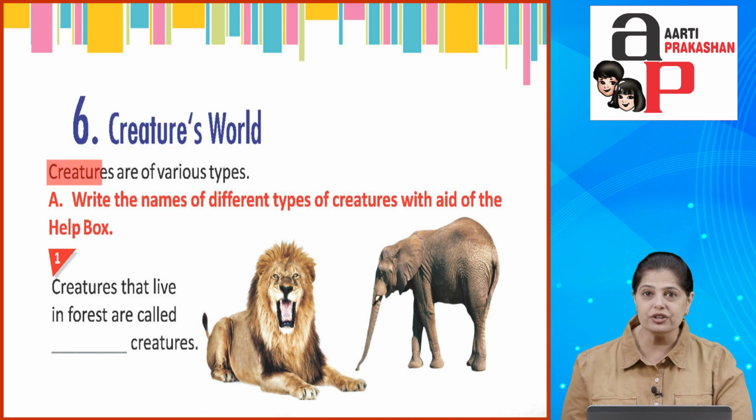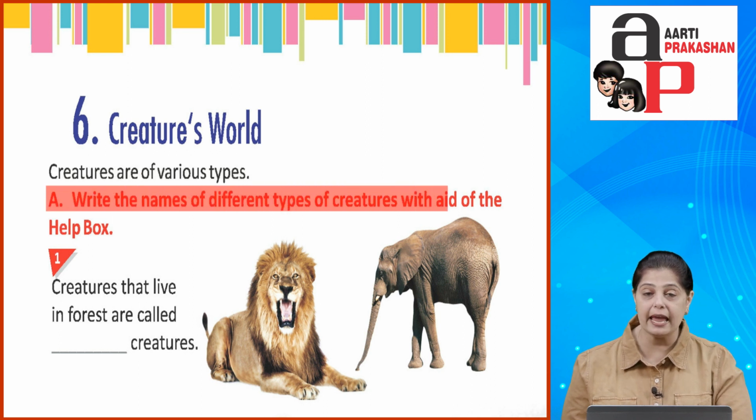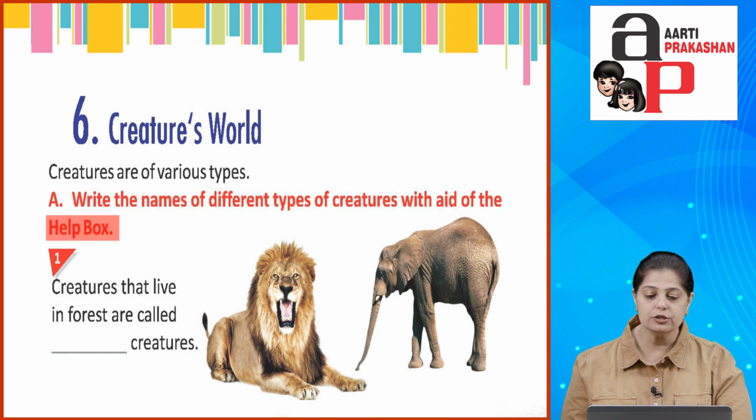Okay, so creatures are of various types. You know children, animals are also called creatures. So let's look at the different types of creatures. Write the names of different types of creatures with the aid of the help box. So you have a help box given to you, and then you have to pick up and write the name of the animals.